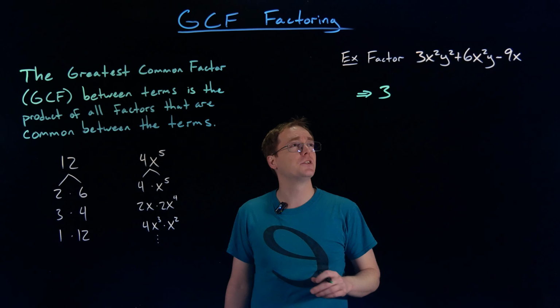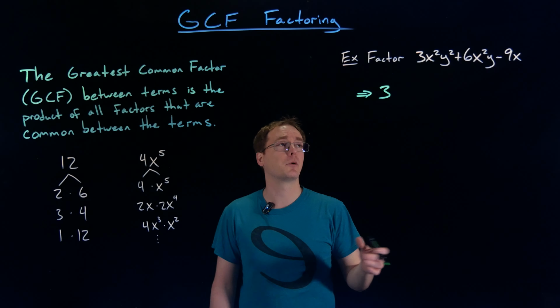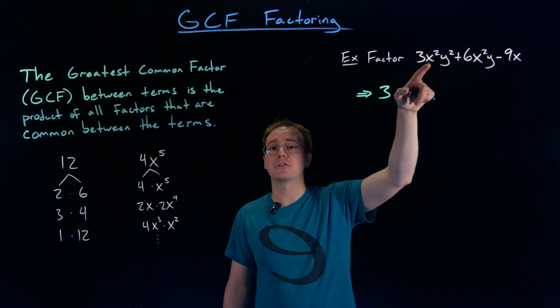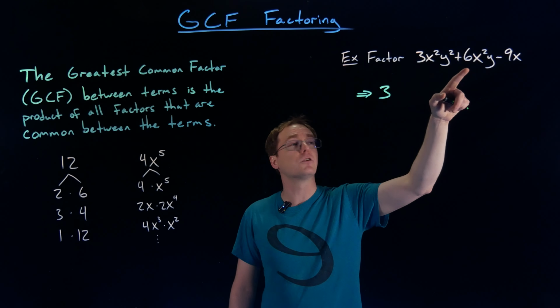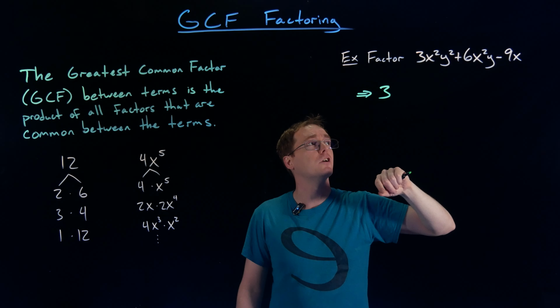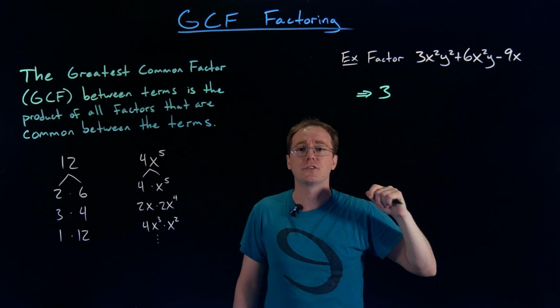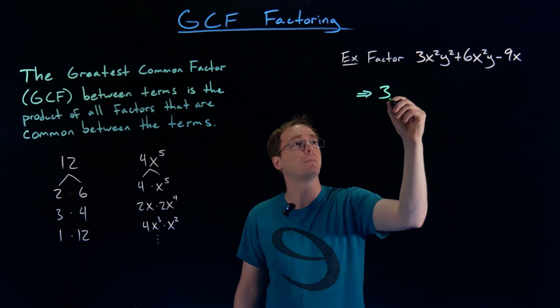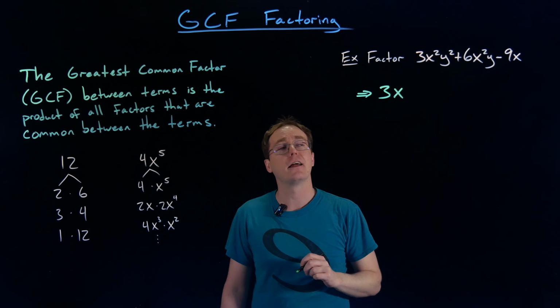And so that's the numerical part of the greatest common factor that we're going to pull out of each of these expressions. But there may also be a variable part that we want to look out for as well. So we see 2 copies of x, or x squared, in our first term. We also see 2 copies of x, or an x squared, in our second term, but our final term only has a single copy of x. So we won't be able to pull 2 x's out of each term. We'll only be able to pull at most 1 x out of each term.